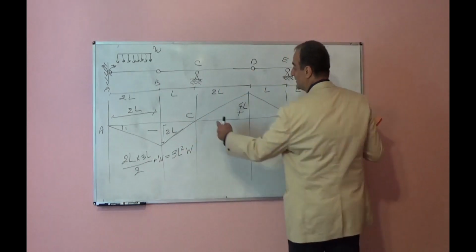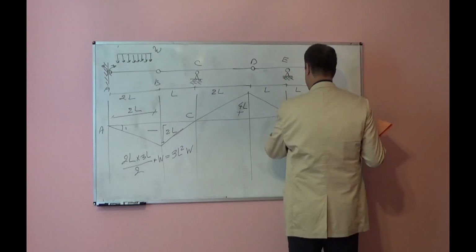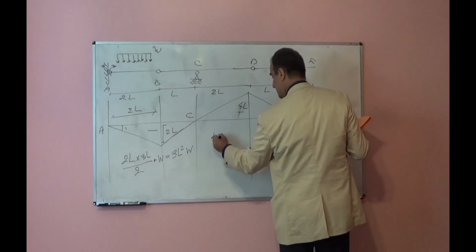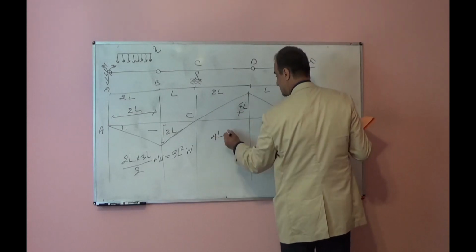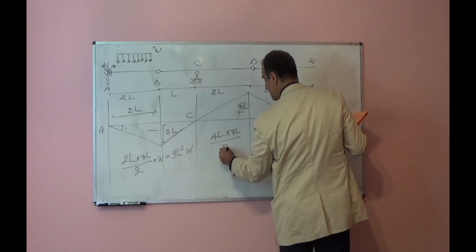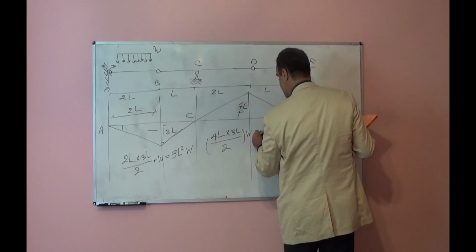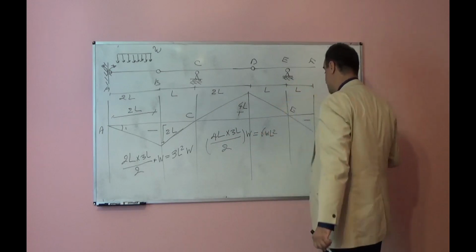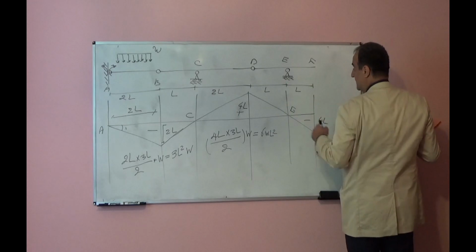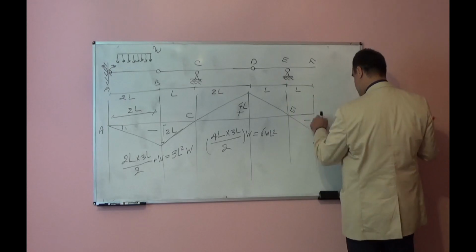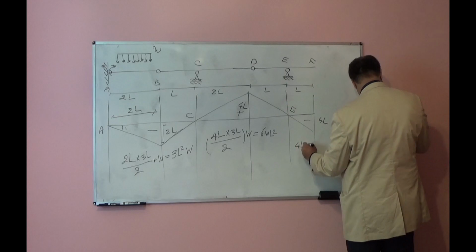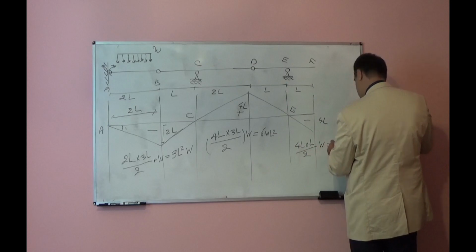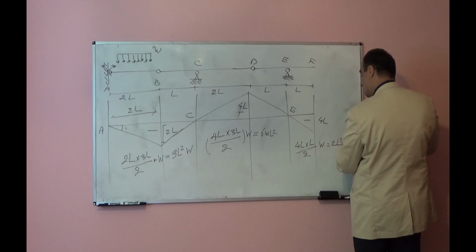If we put it from C to E, the area from C to E in the influence line will be 4L, the height, times 3L divided by 2, times the intensity of the load W. It will be 6WL squared. If I put it from E to F, the area here will be 4L times L divided by 2, times W. It will be 2L squared W.